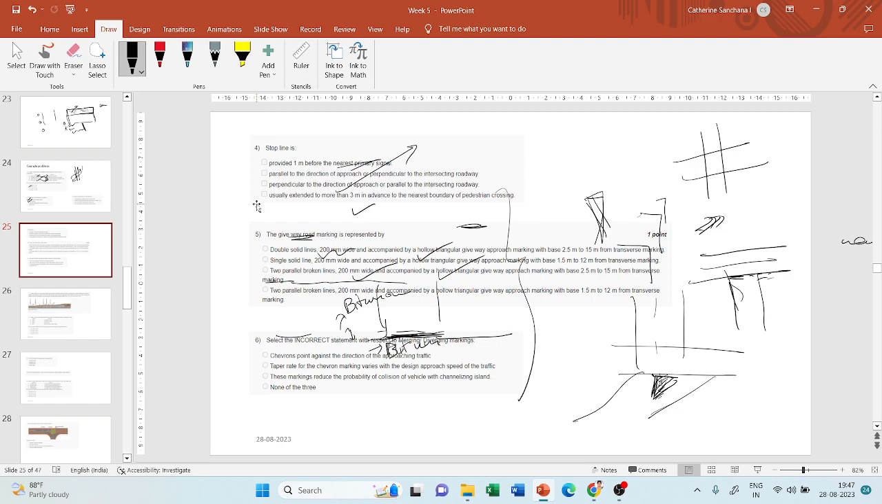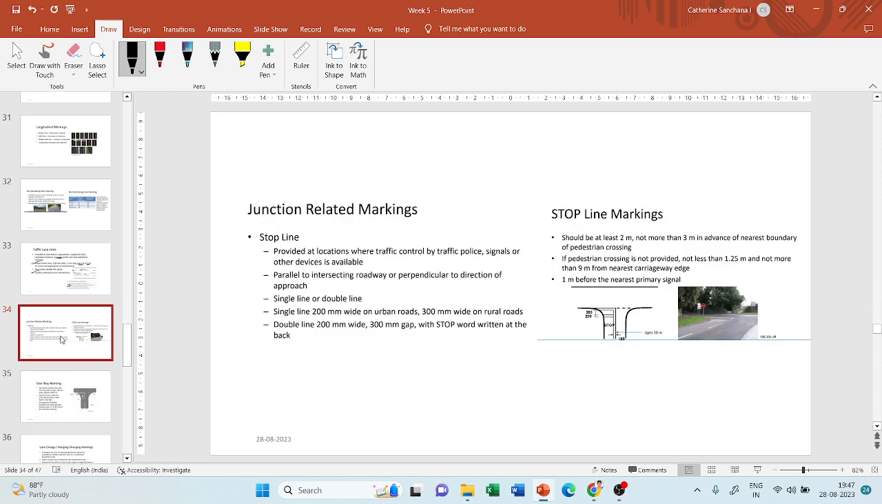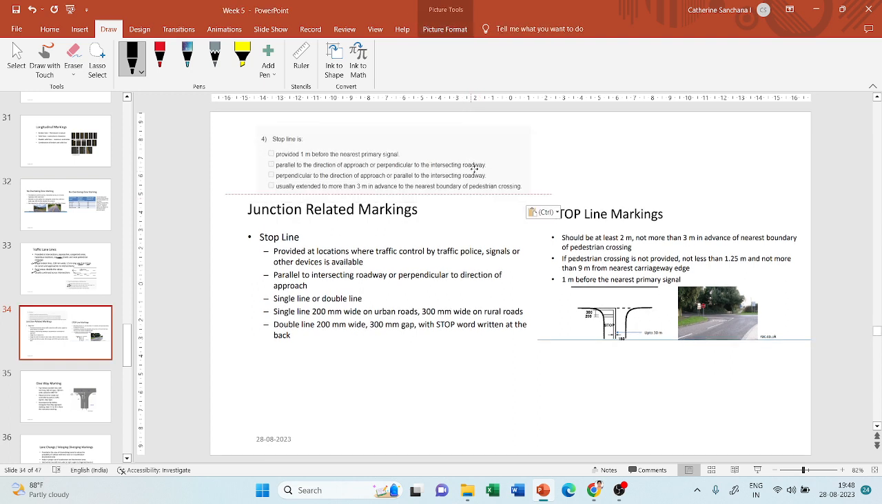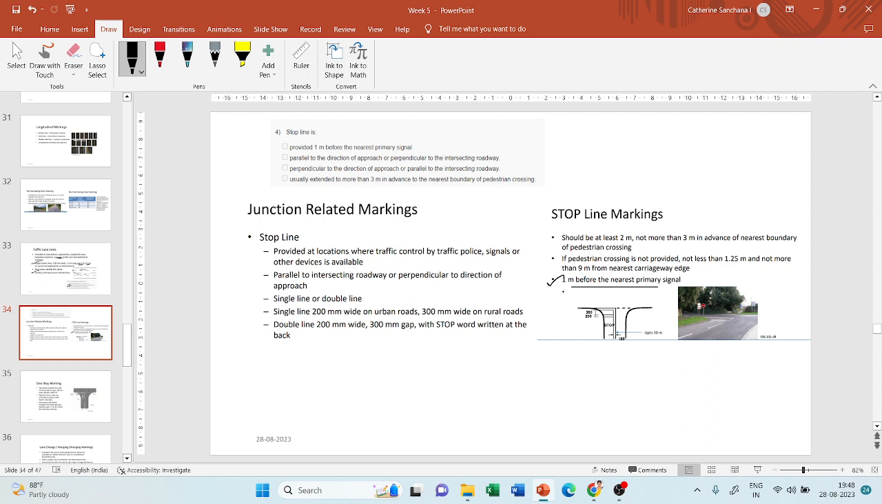Moving on to the fourth question. Stop line. We will see the information related to stop lines and then compare. Stop line is provided 1 meter before the nearest primary signal. So yes, this is correct. Parallel to the direction of approach or perpendicular to the intersecting highway? If you see here, it is parallel to the intersecting roadway or perpendicular to the direction of approach.